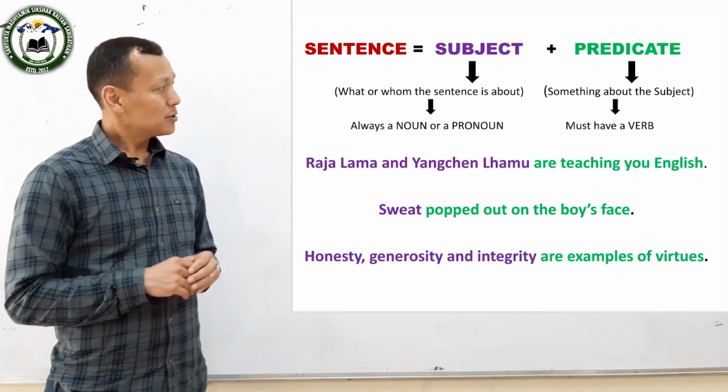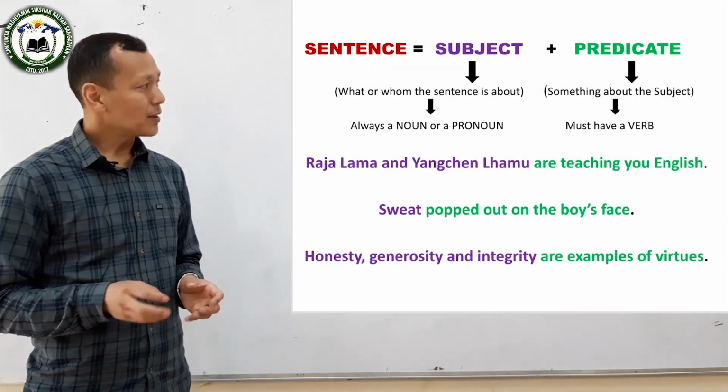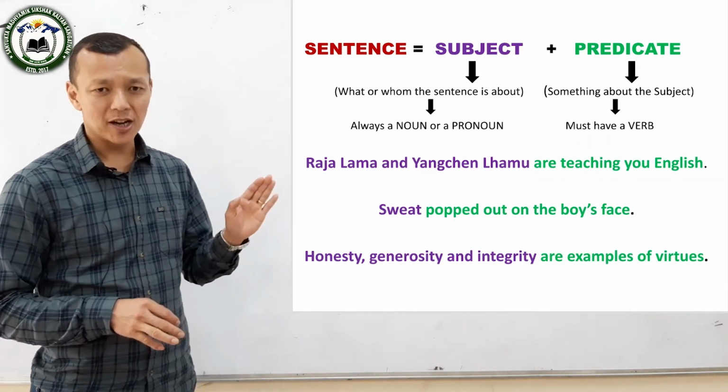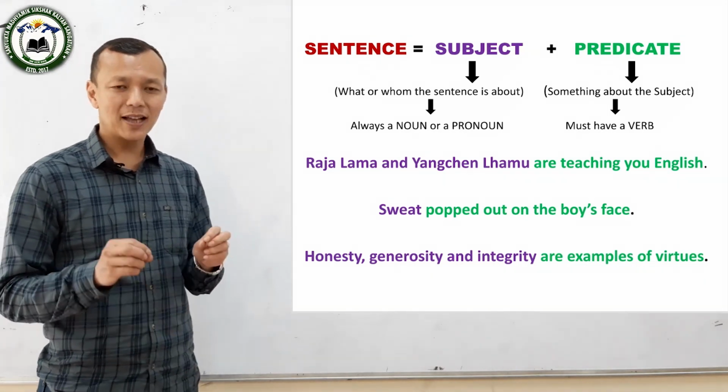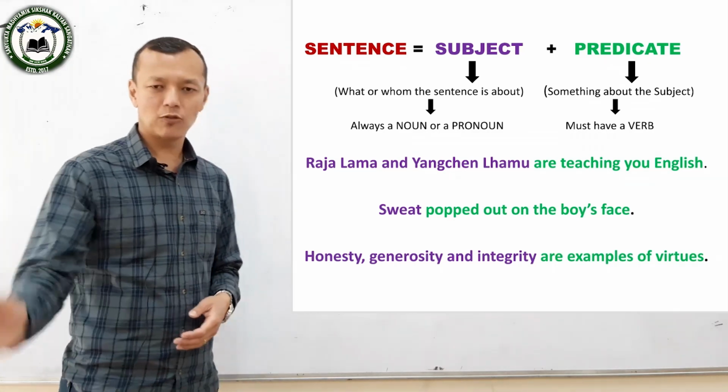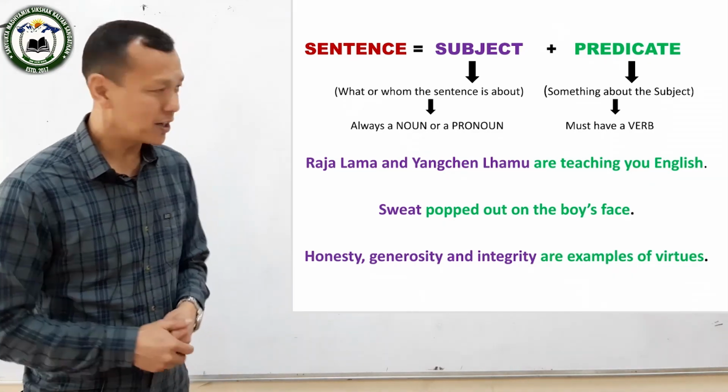A sentence is a group of words that makes complete sense because it has a subject and a predicate. Now those are the two terms that you must be familiar with to be able to understand most of what we'll discuss in our grammar lessons.